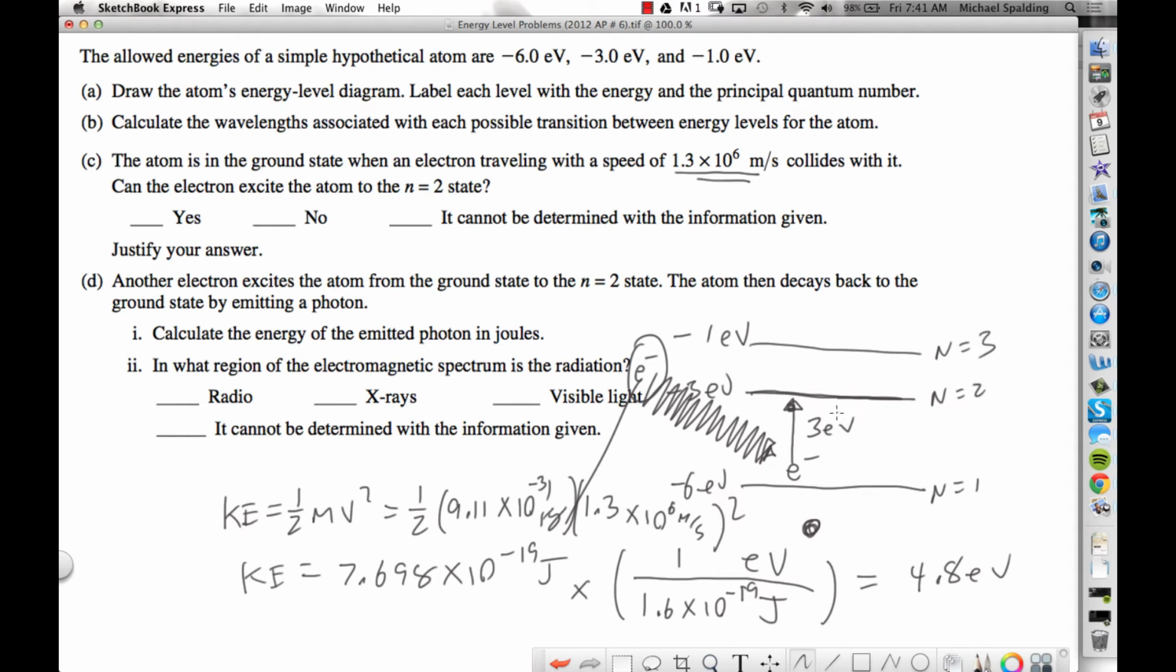So is it possible for this incoming electron to boost this guy to n equals 2? Yes, because how much energy is needed? 3. How much energy is coming in? 4.8. That's enough energy. The answer is yes.